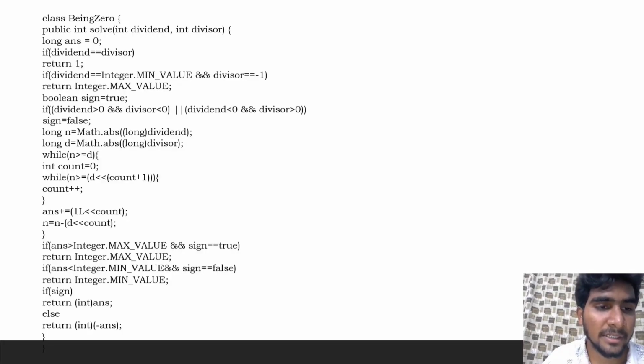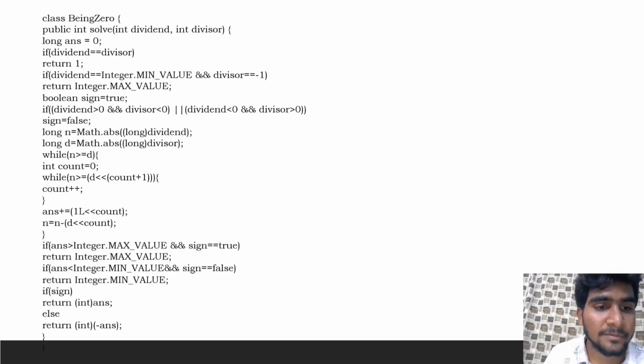So how I check in if condition: dividend greater than 0 and divisor less than 0. If both have different signs, here also dividend less than 0 and divisor greater than 0, then the sign of the answer should be always false. So at first I'll determine which sign the answer should be. Now I'll convert the dividend and divisor into absolute values, which are positive values.